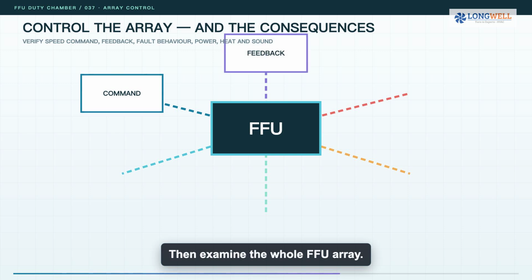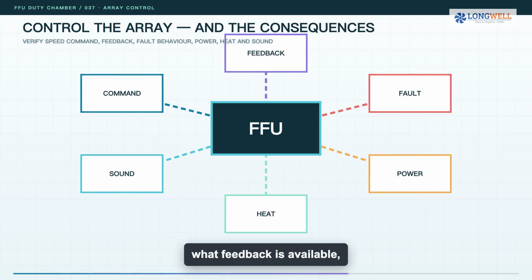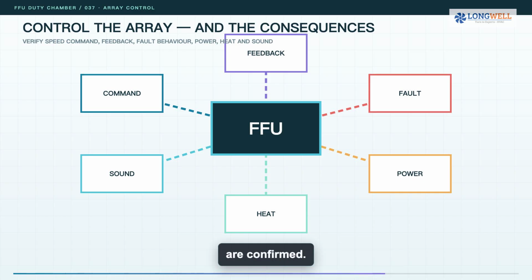Then examine the whole FFU array. Confirm how speed is commanded, what feedback is available, what happens on a fault and how the building or cleanroom control system responds. At the proposed operating points, verify electrical input, heat added to the space and sound. Never promise a protocol or control feature until the exact model and interface are confirmed.